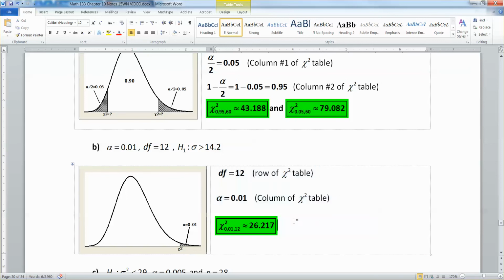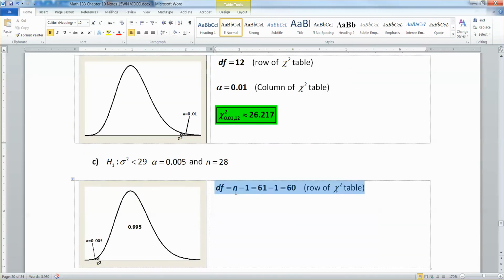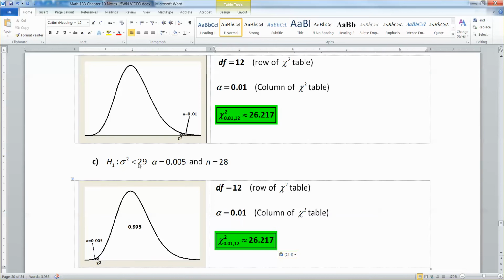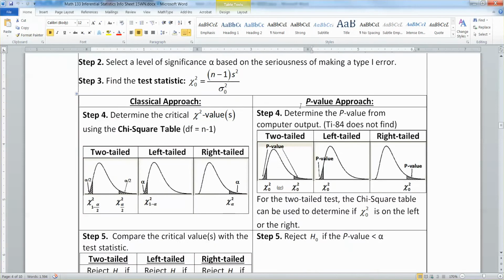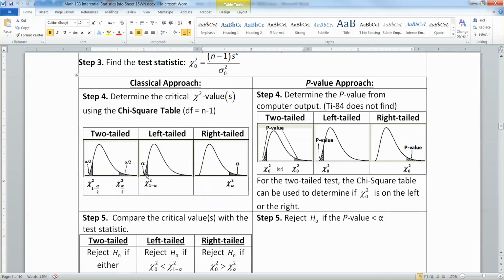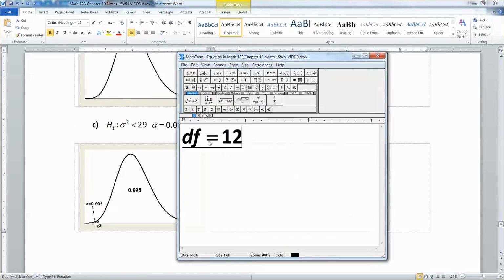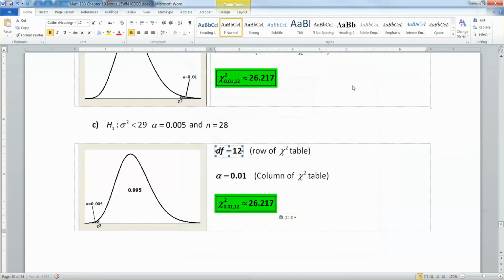All right, so I'm going to copy and paste all of that for the last test. Now the last test is not a right-tailed test, it's a left-tailed test. So you can see it's less than 29 for the alternative hypothesis here. So if we look at the inferential statistics sheet, when you have a less than, that's left-tailed. So we need this graph over here where alpha is the area in the tail, but 1 minus alpha is the part that we're looking for in the columns for the table. So let's start with degrees of freedom. Degrees of freedom is 28 take away 1, which is 27. So there's our degrees of freedom.